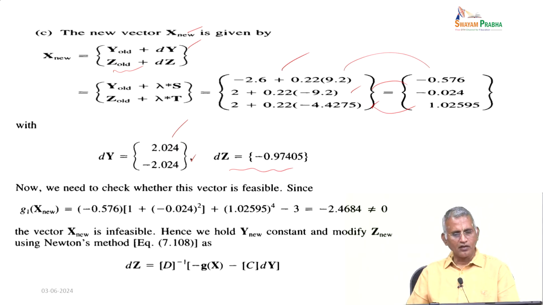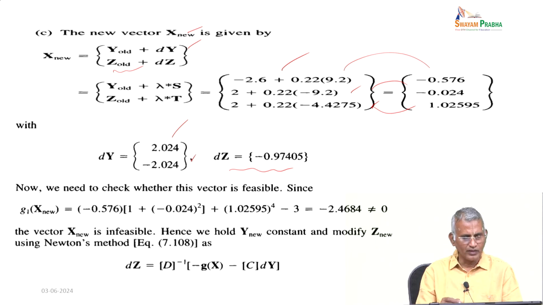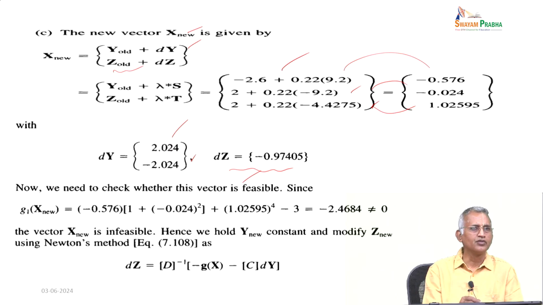So we got all the values of dx, dy and dz, and now we check whether this vector is feasible. The rule is g1 of x new equal to 1 plus x1 value substituted, x2 square plus x3 power 4 minus 3. Substitute it, you get a negative value. Therefore, the vector is infeasible. Therefore, we keep y new constant and modify z new by Newton's method.